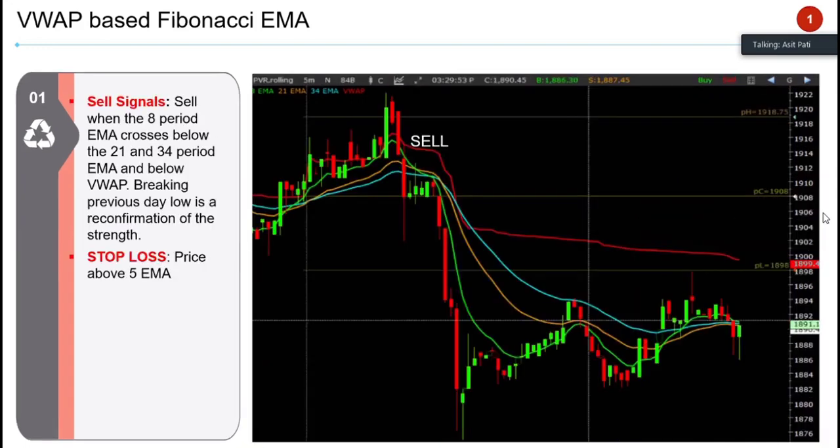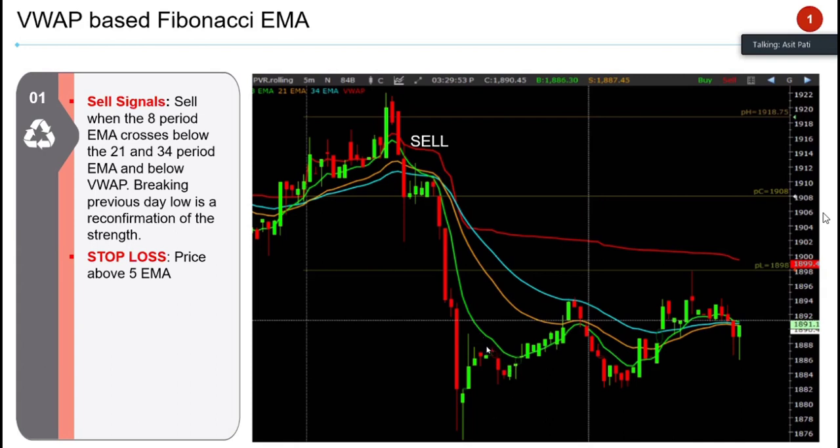Again, it is nothing but the same. Your 8 is going below 21 and 34, your stop loss is going to be the 5 PMA, and the more candles you keep seeing going below, just keep adding quantity on the swing low. And yes, you may book your profit when you see a decent amount of profit, or if you're going system based, just keep your 5 PMA as the stop loss. Your 5 PMA will get hit somewhere here.